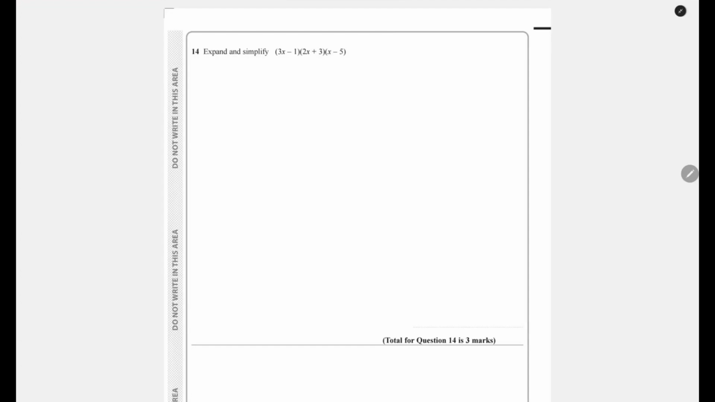14 is asking us to expand and simplify this expression. So we have 3x minus 1, 2x plus 3, and x minus 5. We'll expand out the first two brackets and then we'll deal with the third. So 3x multiplied by 2x gives us 6x squared. 3x multiplied by 3 gives us plus 9x. Minus 1 multiplied by 2x gives us minus 2x. And finally, minus 1 multiplied by 3 gives us minus 3. And then we have x minus 5 as the third bracket.